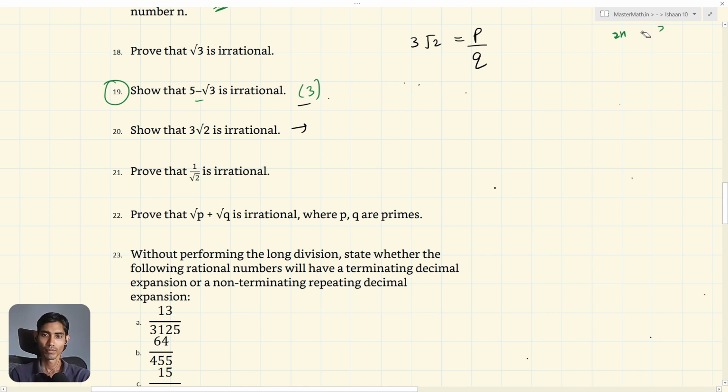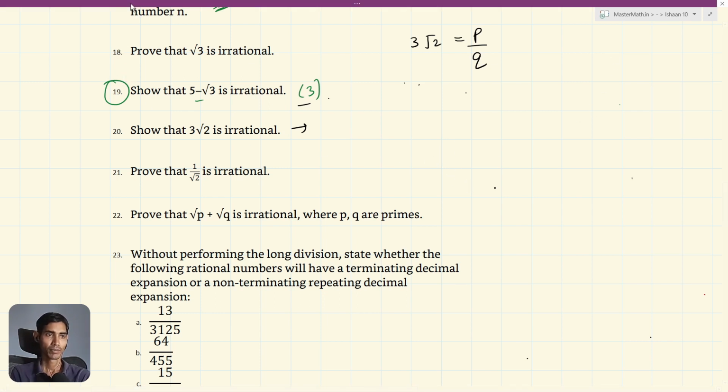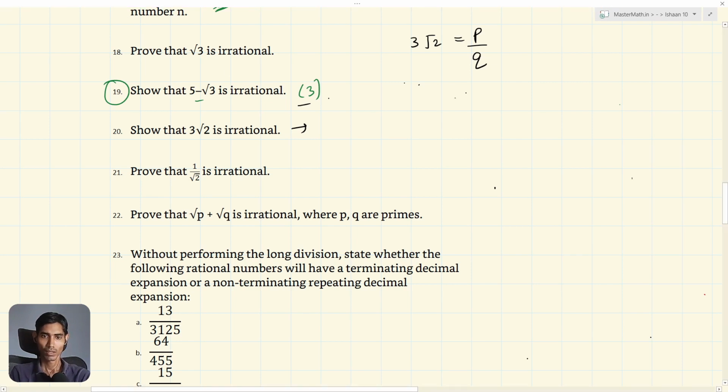Then again assume 3 by root 2 is a by b, where root 2 is irrational, and then send the 3 to the RHS side. So root 2 is equal to a by 3b. But we know that root 2 is irrational, so it can't be written in the form p by q. So 3 into root 2 is irrational.